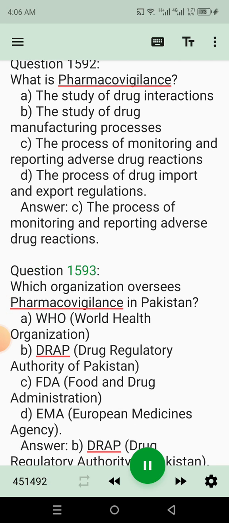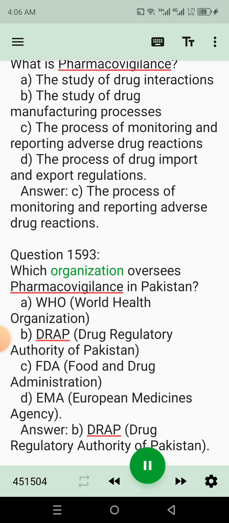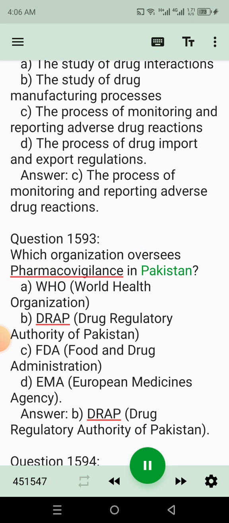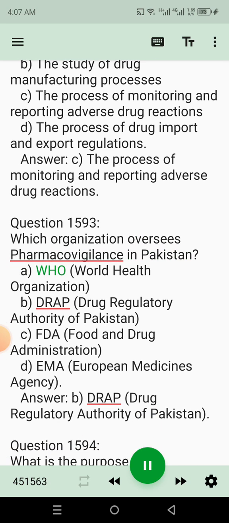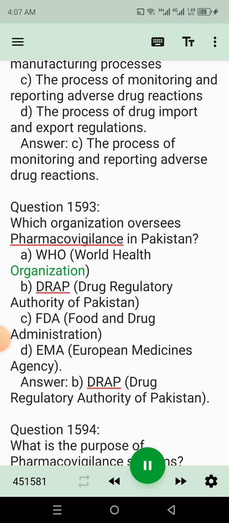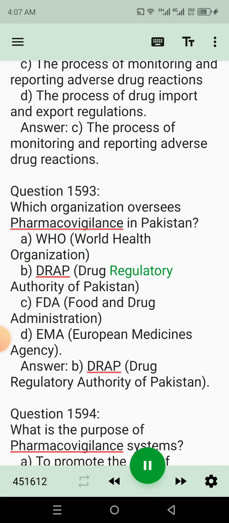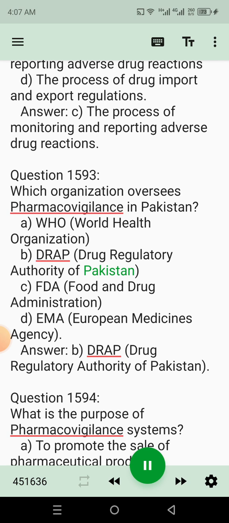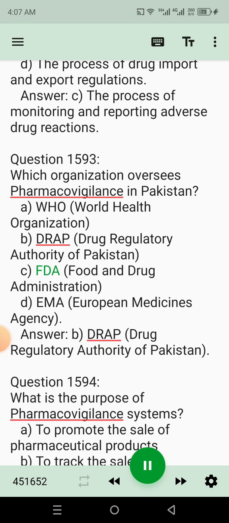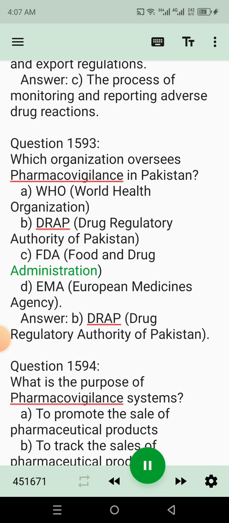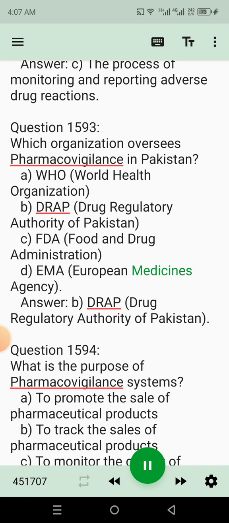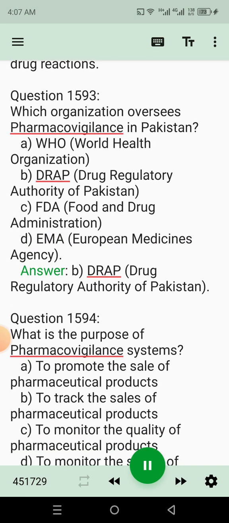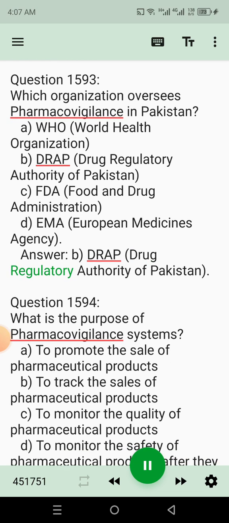Question 1593. Which organization oversees pharmacovigilance in Pakistan? A. WHO, World Health Organization. B. DRAP, Drug Regulatory Authority of Pakistan. C. FDA, Food and Drug Administration. D. EMA, European Medicines Agency. Answer: B. DRAP, Drug Regulatory Authority of Pakistan.